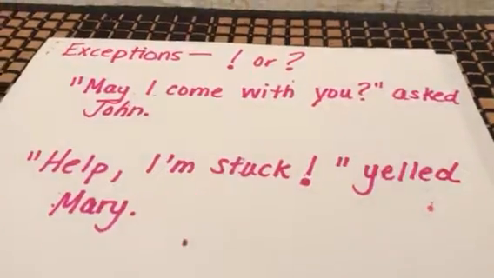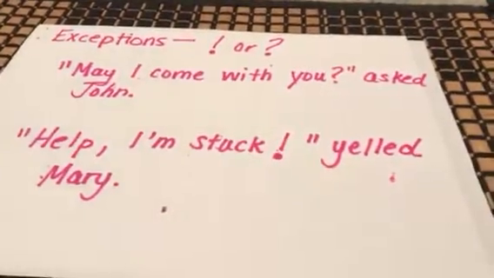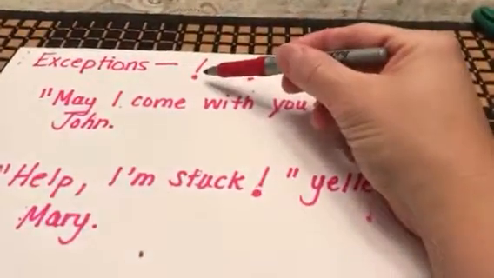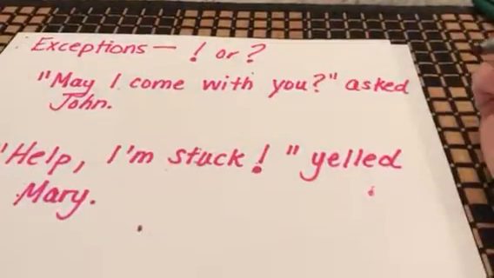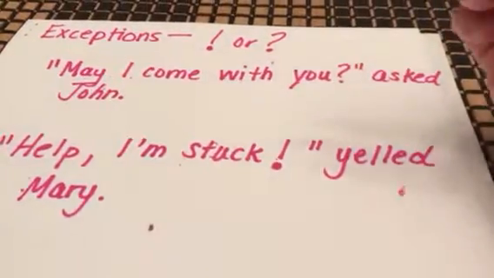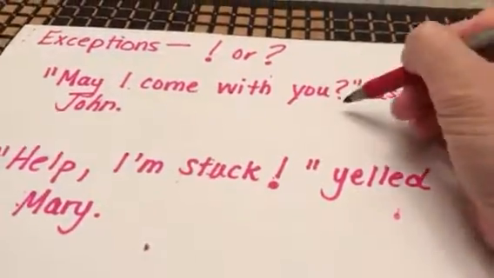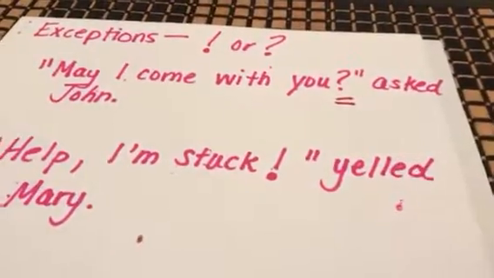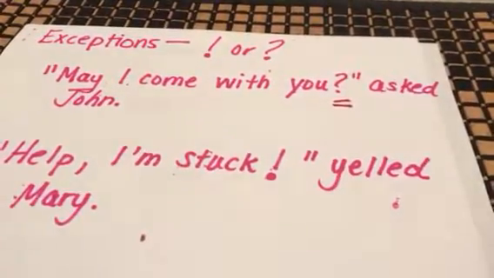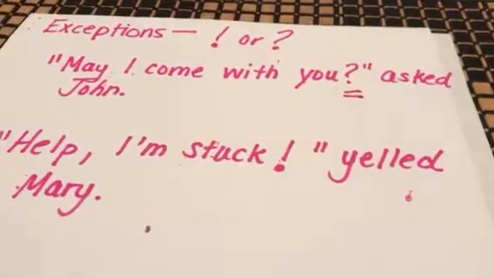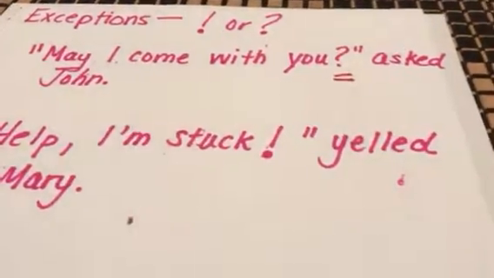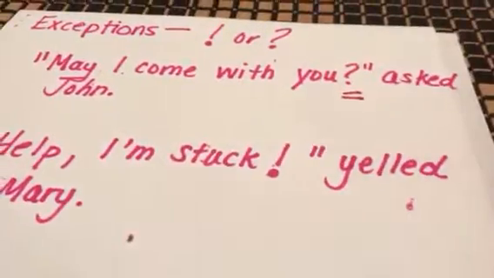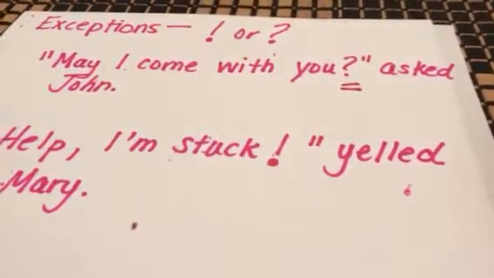Now, we do have exceptions. So an exception would be if we're going to have an exclamation point or a question mark. So, for instance, may I come with you? asked John. Notice that I plugged in my question mark. If it was a comma, it would have been a period. If it was a period, it would have been a comma. But we can put in that question mark.